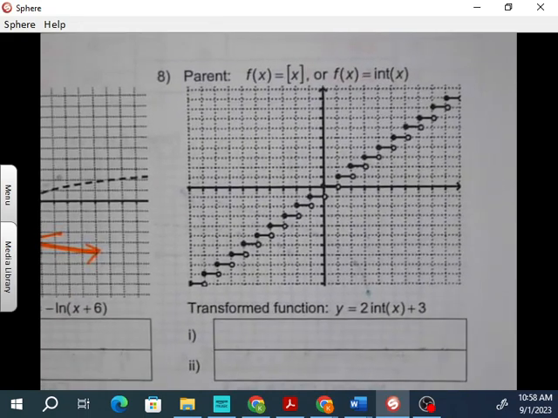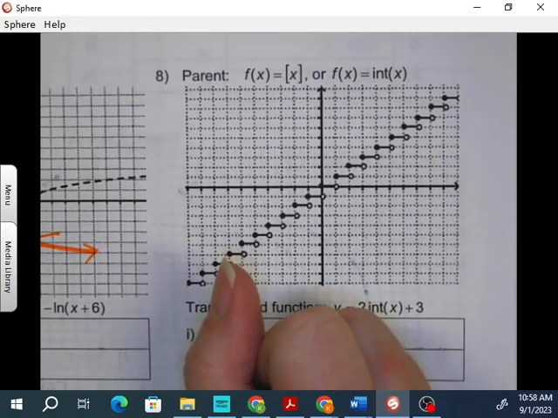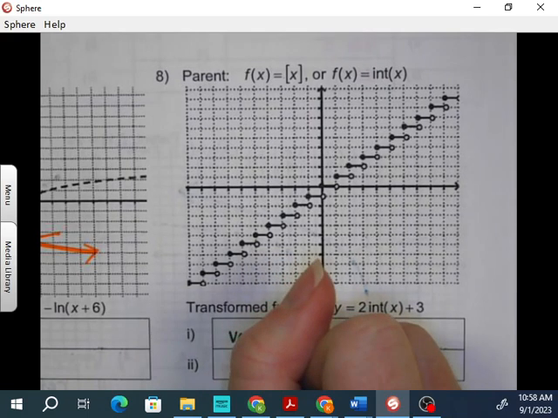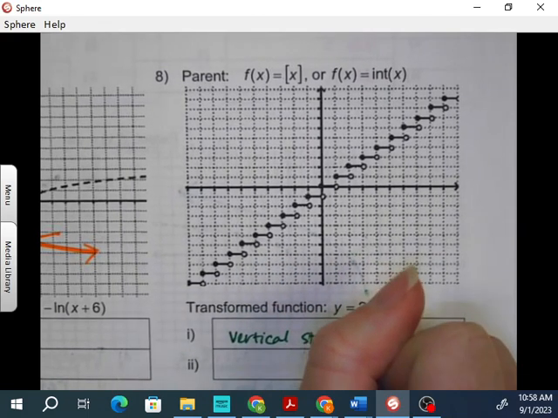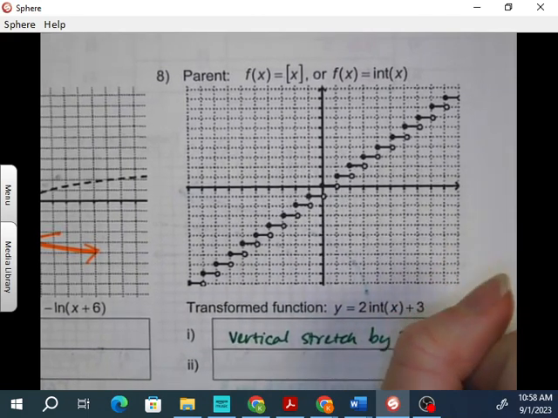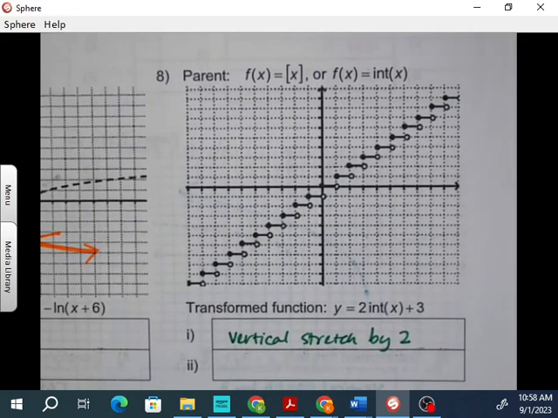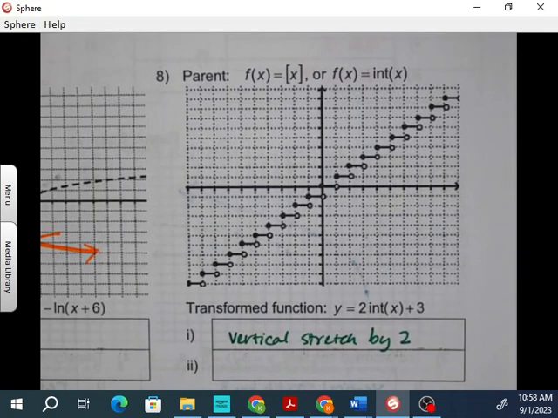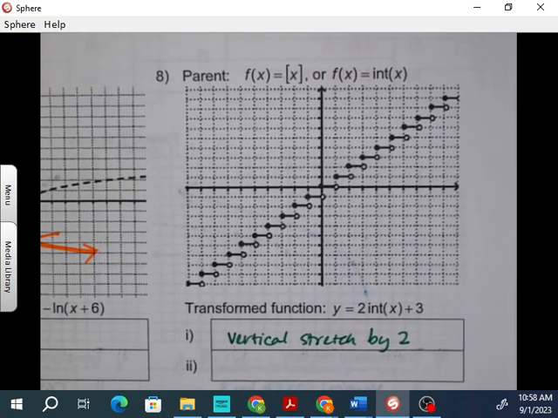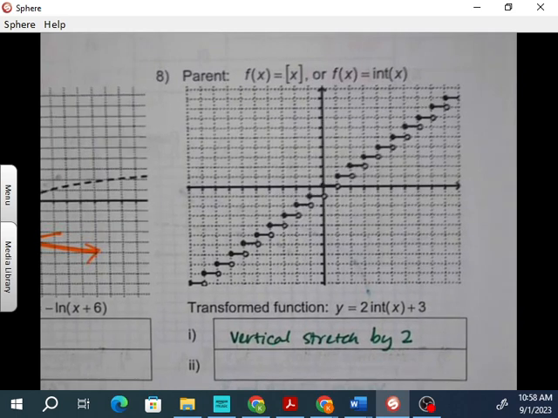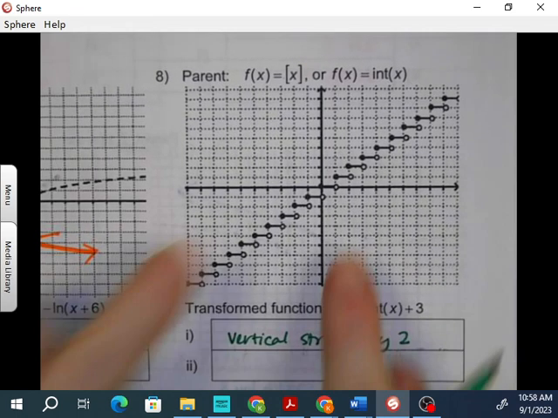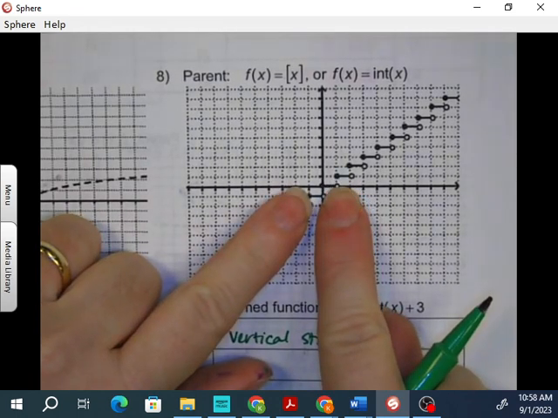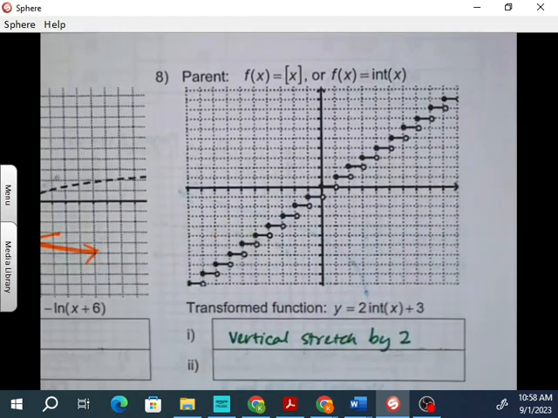Okay, it's got two transformations. The first one is a vertical stretch by 2. Now, before we actually graph this, tell me what is that going to do to the looks of the graph? The lines will be more spread out. Everything's going to be more spread out. There's more space in between. Right now, there's one space in between each set of lines. Now there will be 2.